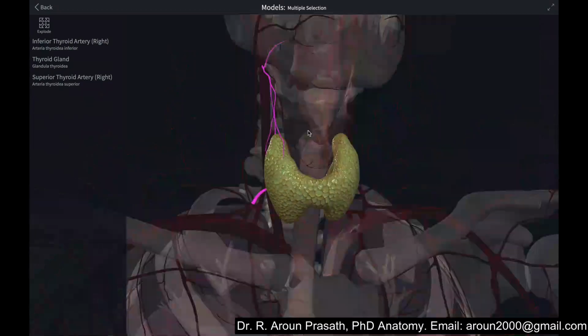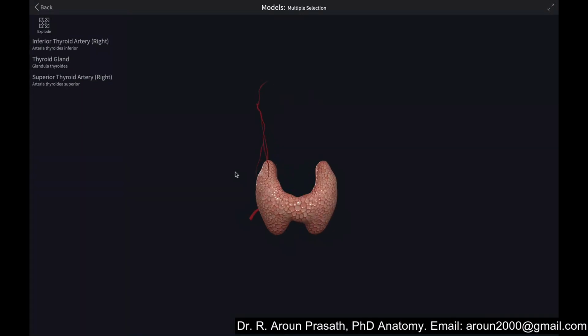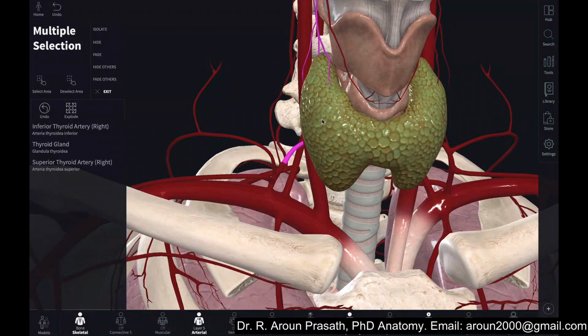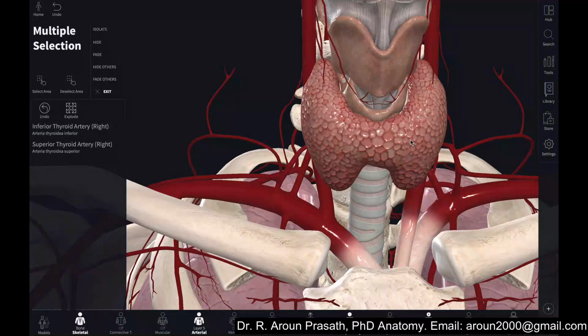Both the superior and the inferior thyroid arteries have to be ligated, and only then can the thyroid gland be removed in total, otherwise there will be more blood loss. This is present on the right side as well as the left side. So this is the blood vessel.